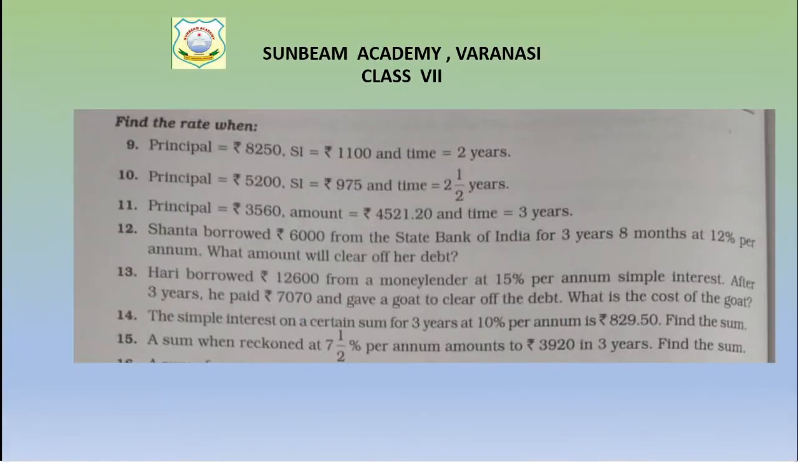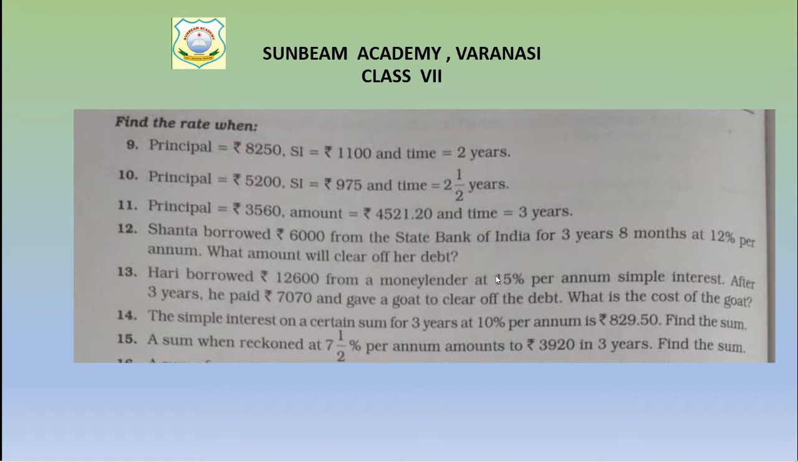Now next question, children. It is question number 14. The simple interest on a certain sum for 3 years at 10% per annum is this much. Find the sum. Quickly write down the given parts first. I am erasing my board work and then we will move ahead. Question number 14 it is, children. So write down question number 14.